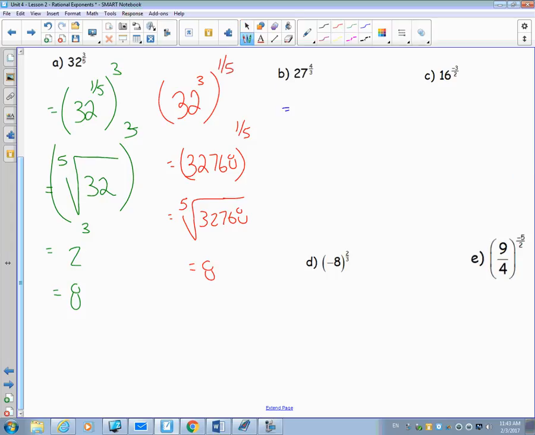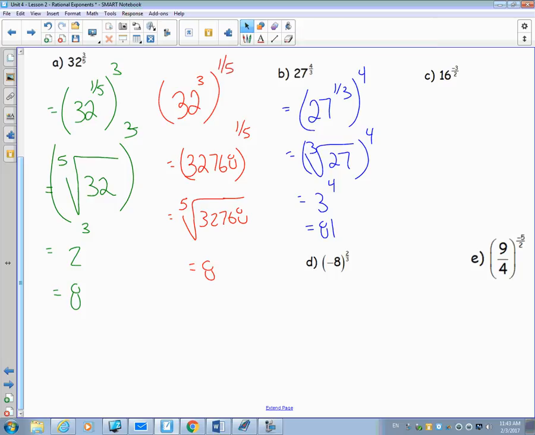27 to the 4 thirds. That means 27 to the third, all to the 4. Or in other words, cube root of 27, which gives me 3 to the 4, which gives us 81. Hit them quick. Okay, small numbers, can do those ones in our head.